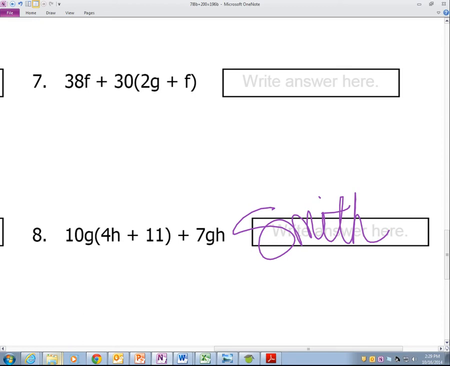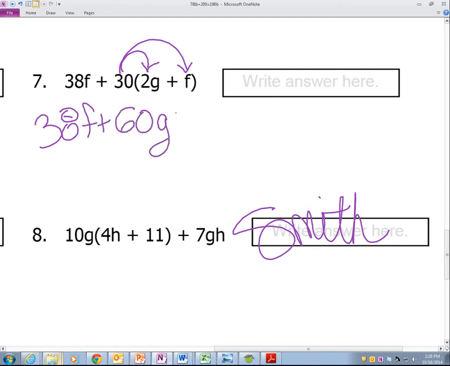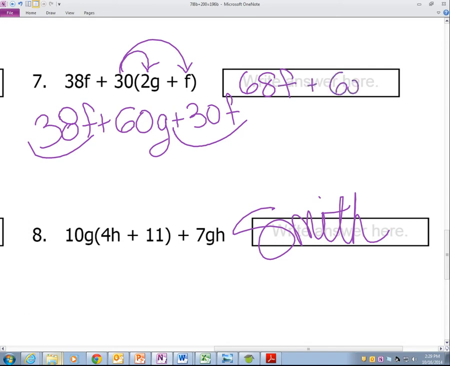So we have number 7 to do, and I'm going to guide you through this one. The 30 is being distributed to these two here. So we have 38F plus 60G plus 30F. And I'm going to act like I'm taking the quiz right now, and I'm going to act like I don't have another writing utensil. So what I'm going to do is underline my like terms. I have a 38F and a 30F. So this becomes 68F plus 60G.